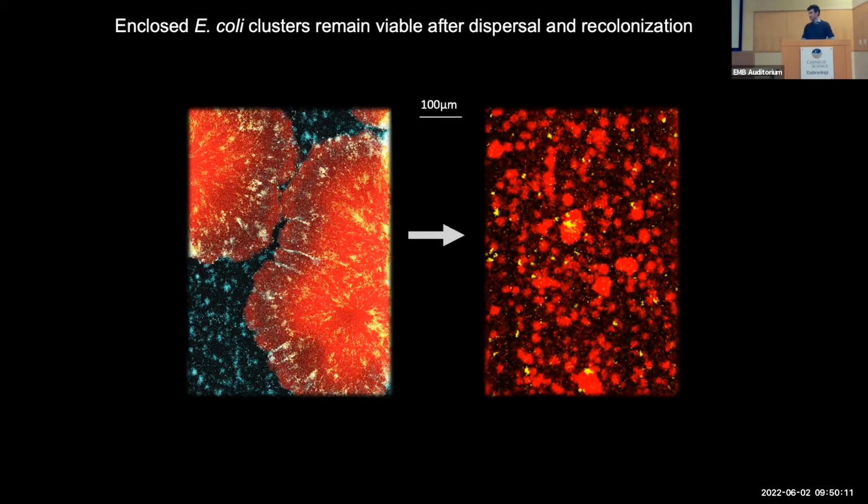So this is a later stage image of the same thing, at a much larger spatial scale this time. And if we remove this with very fast flow, very large shear stress, and recolonize a new chamber later, the E. coli is still around. So they're still viable. They're not winning this competition by any means, but they're doing better than they would if they were by themselves.